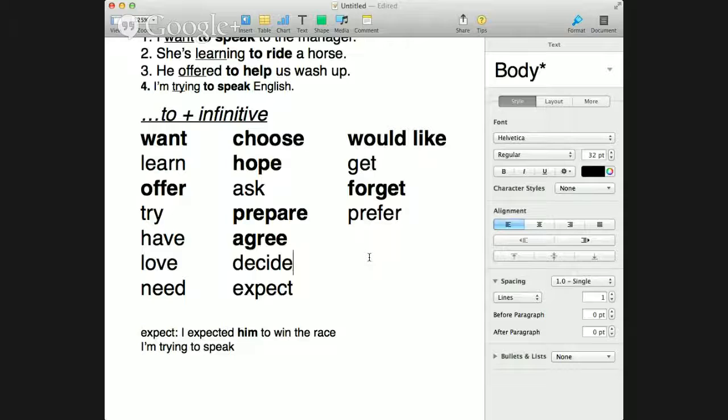I asked my mother for an advice. Yes, okay, that's absolutely a correct sentence. But what you did is you put an object in here, and that's fine because this verb can go with an object or not. But in this case, what I want you to do is leave out an object and go straight to the to plus infinitive. So not ask somebody, but just ask to do something.